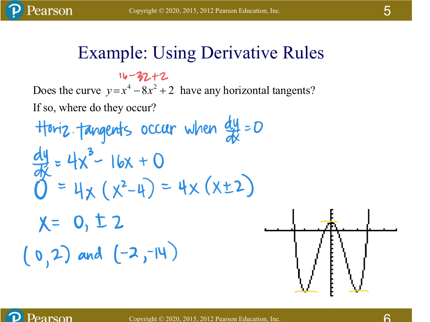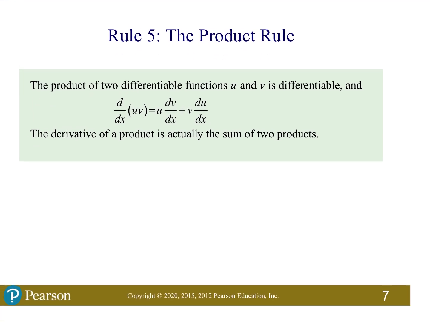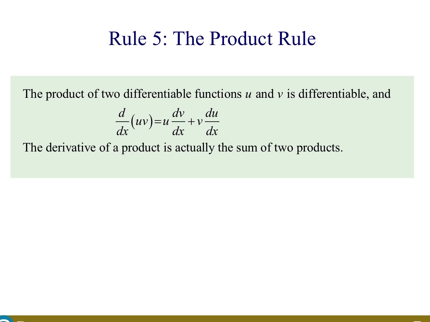And then by symmetry, our other point is going to be +2 and also -14. So those are the 3 points at which horizontal tangents will occur. Now we get into sums and products. We've done sums and differences, but now we have the products.